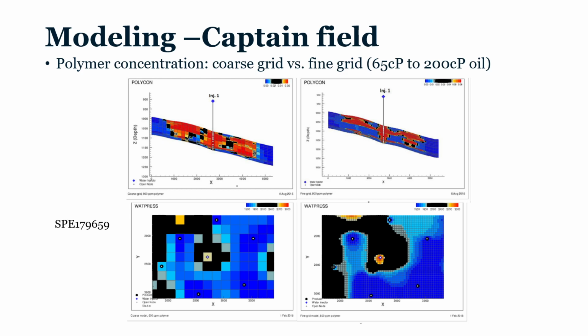Another example: you see the impact of the grid size on the results. That's obvious. It's especially obvious for polymer, especially where shear is changing, which is the near wellbore area. But it's the same for heterogeneities. So you might have to play on grid size, at least in the near wellbore, to capture the phenomenon and understand what's happening with the injectivity.